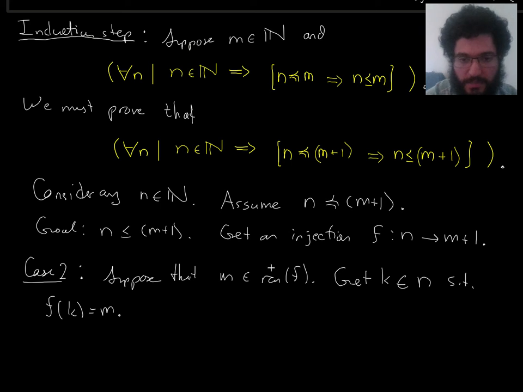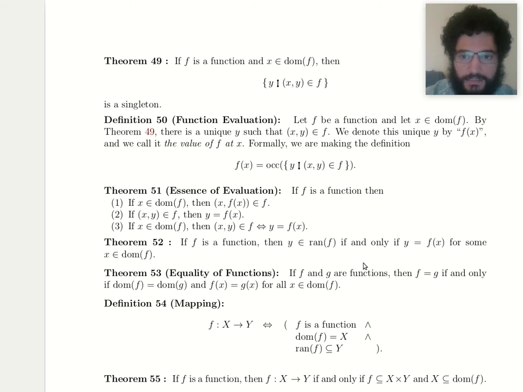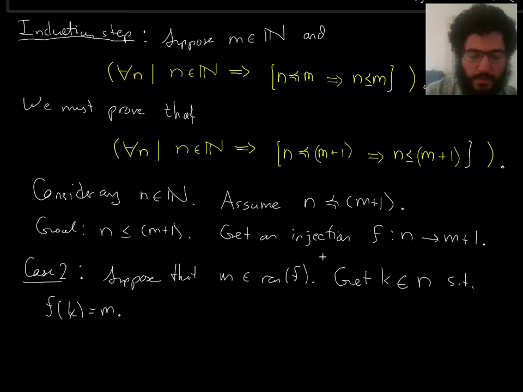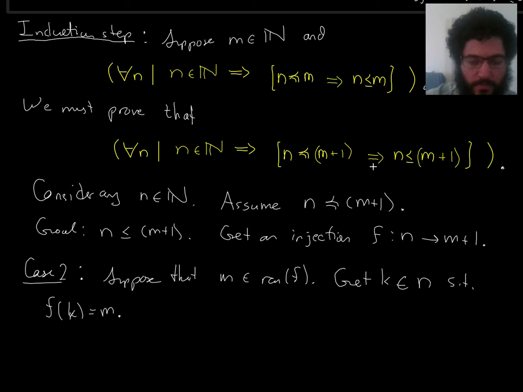Here I'm using this idea that the range is the collection of f of things, so it's the outputs of f. To be more precise, I'm using theorem 52. If something is in the range, then it's f of something that was in the domain. So that's where k is coming from.